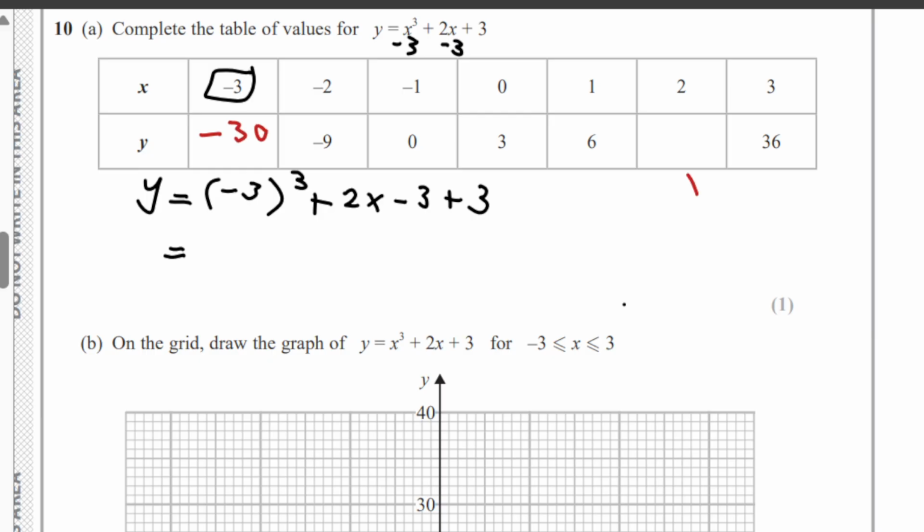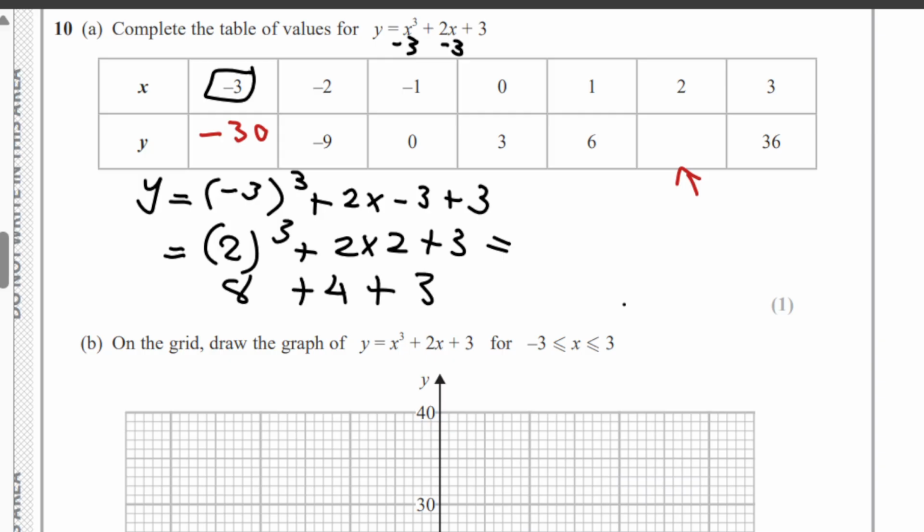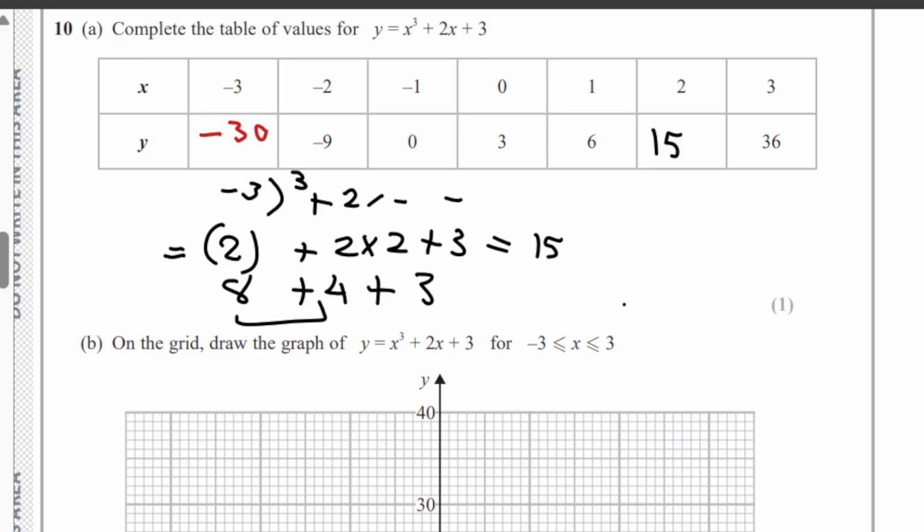We have another value here, when x is 2. So we will do the same thing. We will do 2 cubed plus 2 times 2 plus 3. And that gives you 8 plus 4 plus 3. I think it's 15, I'm not sure. So 8 plus 4 is 12, 12 plus 3 is 15. Yeah, it's 15. So we got these values. We got this 1 mark for completing the table.